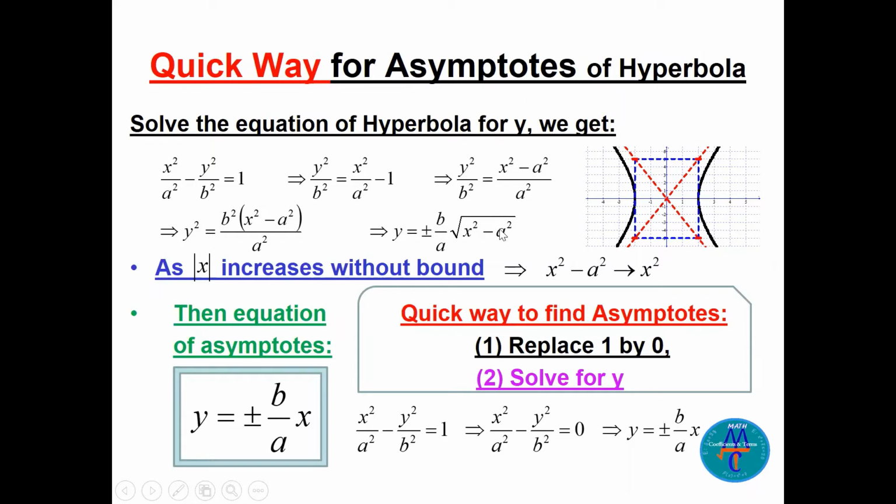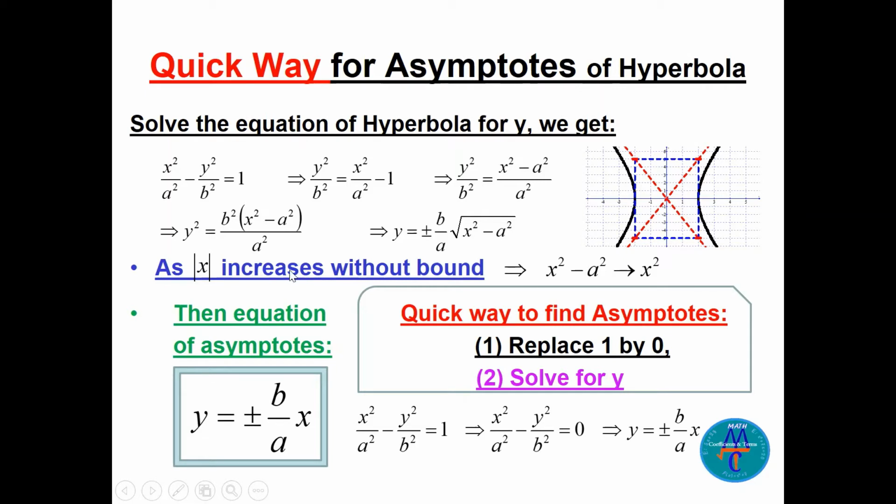Remember, a squared is a fixed number, so it can be 7, 19, 50, 49, any number. x is variable, you see? So a is fixed, x is variable. As the absolute value of x increases, that means we can go in the positive x or in the negative x, what will happen to y?